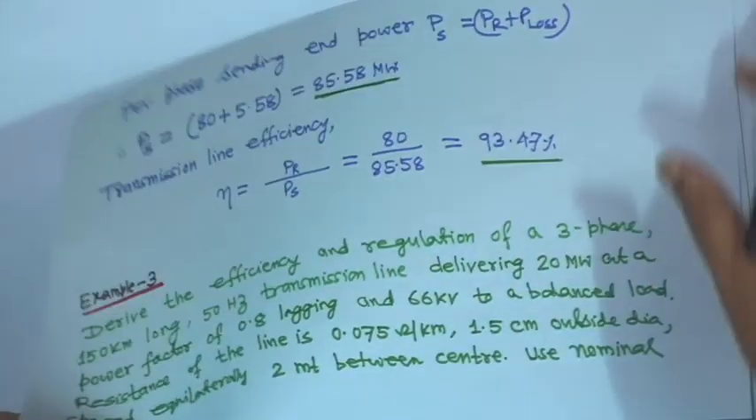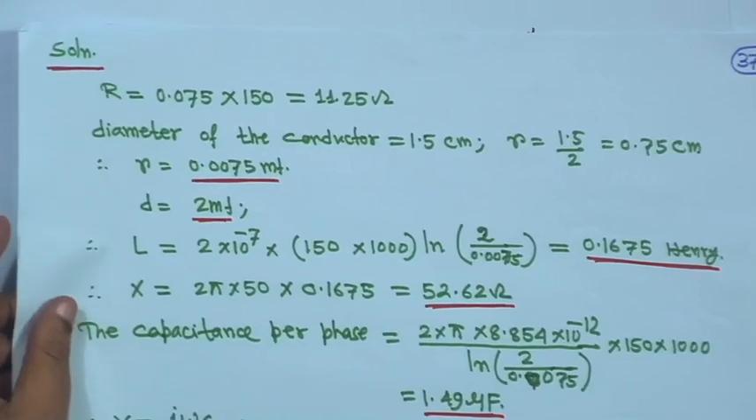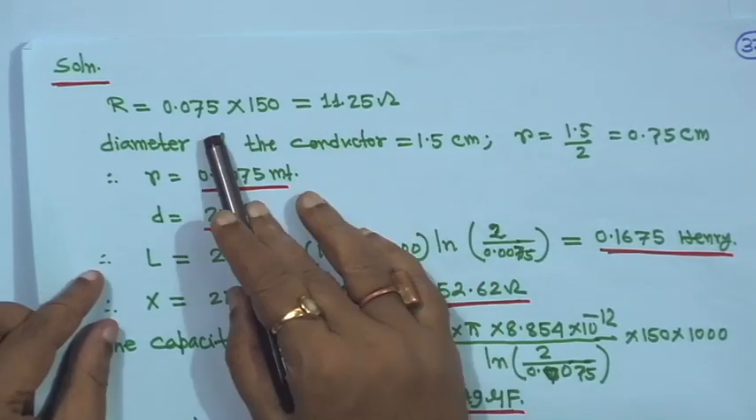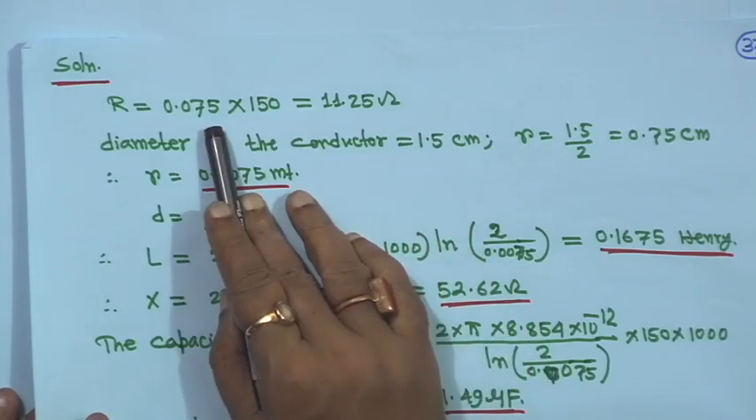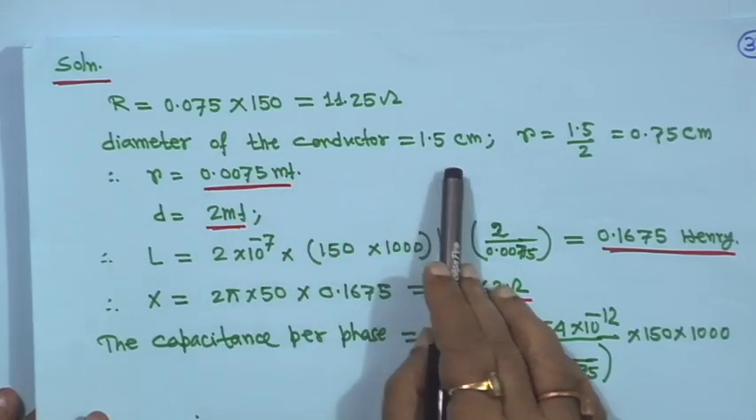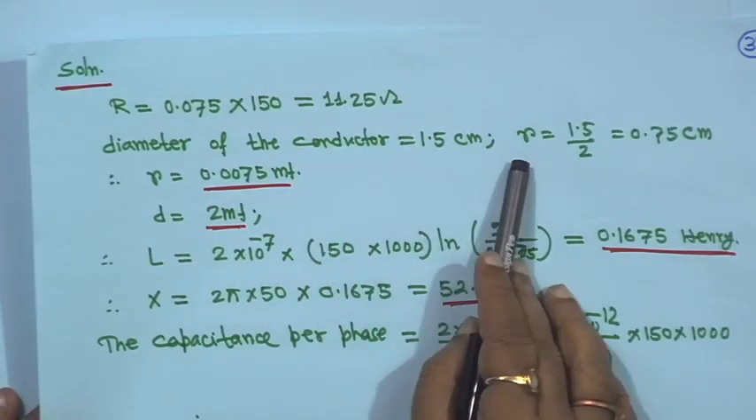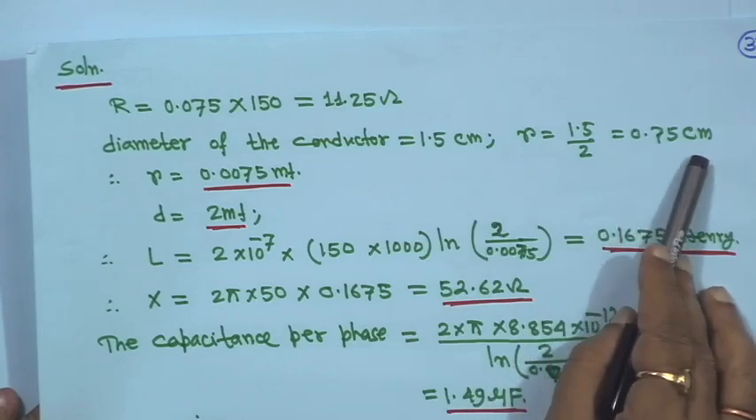So, for this problem, R is equal to, converting everything, it becomes 11.25 ohm, because this data is given. The diameter of the conductor is 1.5 centimeter, so the radius is equal to 0.75 centimeter.